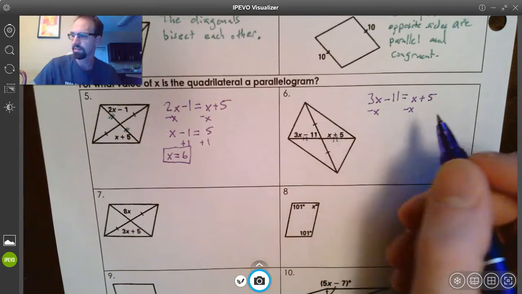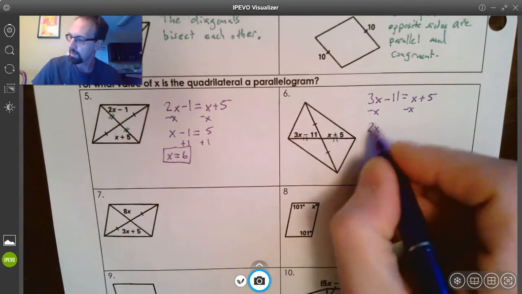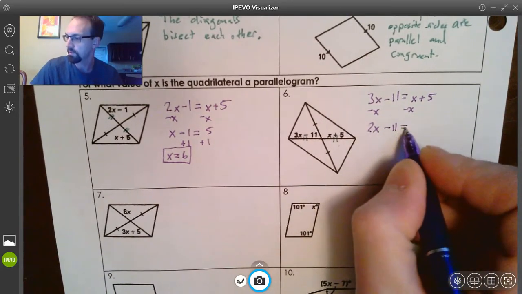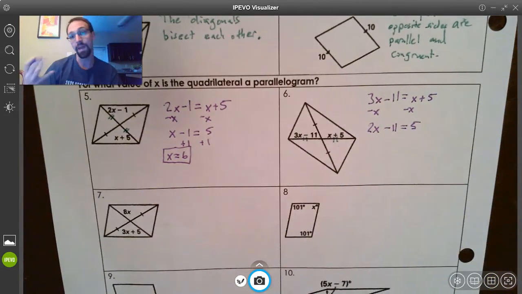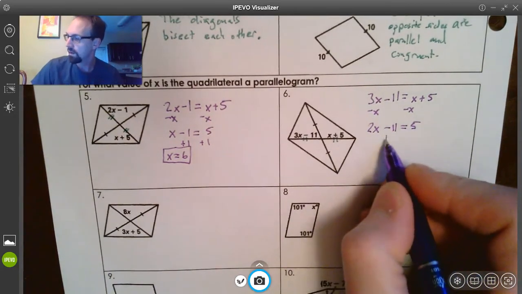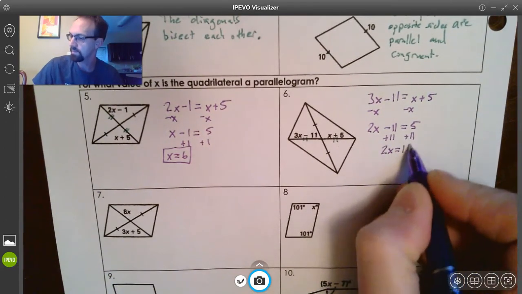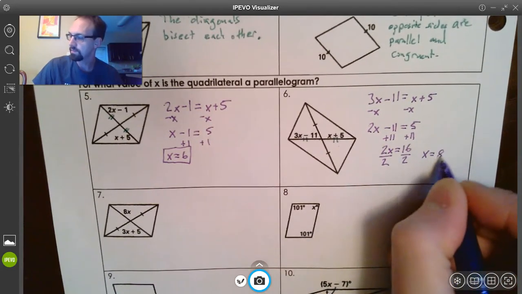I always subtract the lower coefficient of the two variables. That way I always end up with a positive result here. If you subtracted 3x, then you would end up with a negative result. So that's why I went down that path. Add 11 on both sides, so I get 2x equals 16, divide by 2, and I get x equals 8.